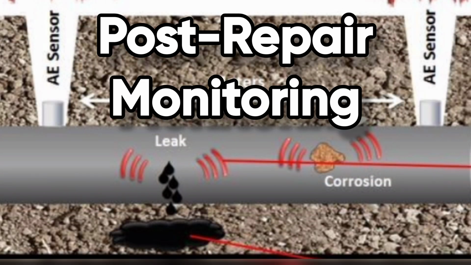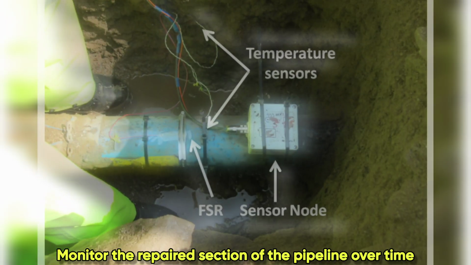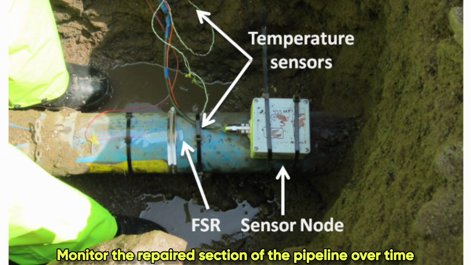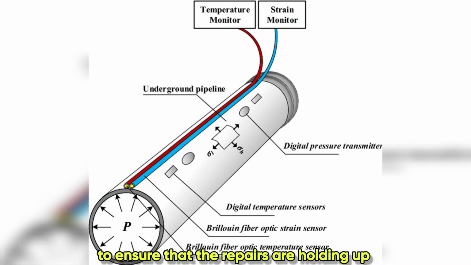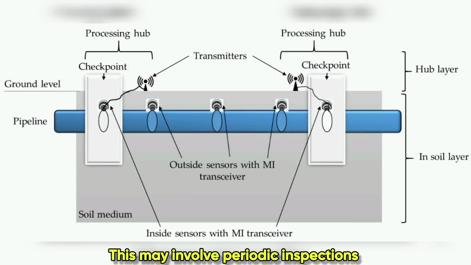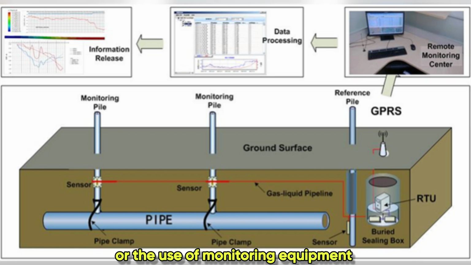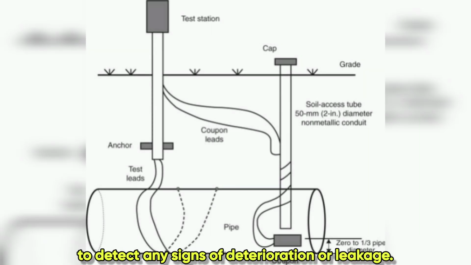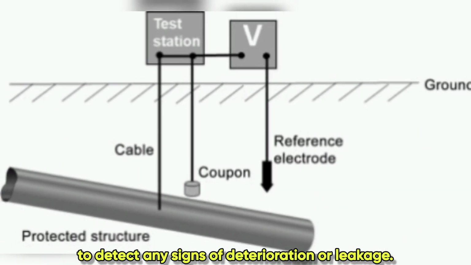Step 9. Post-repair monitoring. Monitor the repaired section of the pipeline over time to ensure that the repairs are holding up and that no further issues arise. This may involve periodic inspections or the use of monitoring equipment to detect any signs of deterioration or leakage.